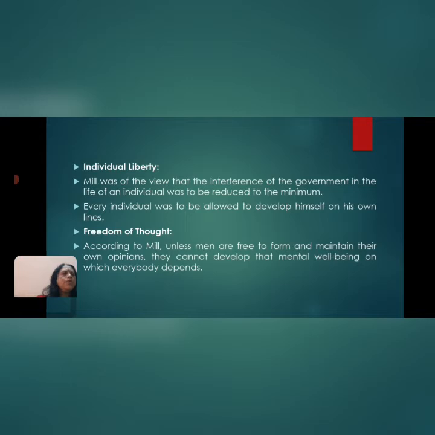So Mill was of the view that the interference of the government in the life of the individual was to be reduced to the minimum. Every individual was to be allowed to develop himself on his own lines because he knows what is good and what is bad for him.